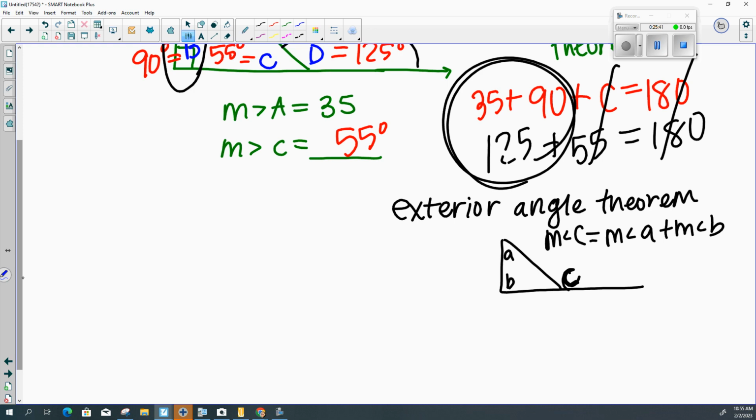Did everyone get that who wanted it? Some people are still writing. I'll wait for a sec. Exterior angle theorem. Now that I'm thinking about it, it might be the triangle exterior angle theorem. I don't know. I'll fix it later if it needs to be fixed.